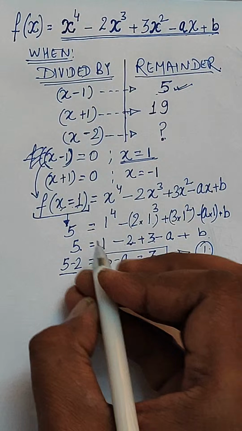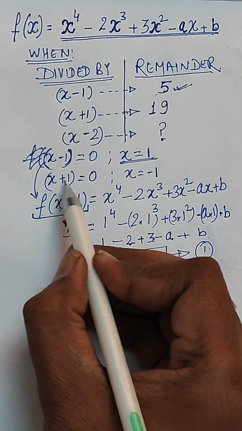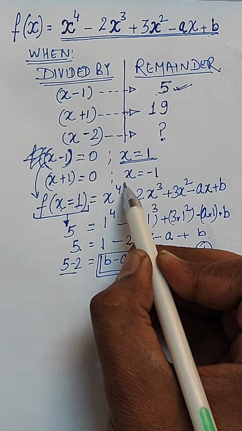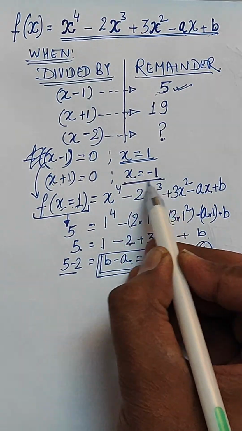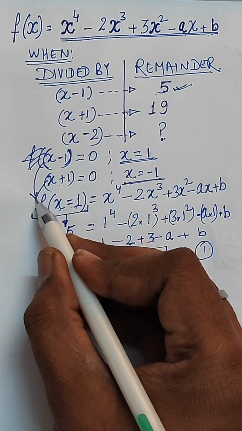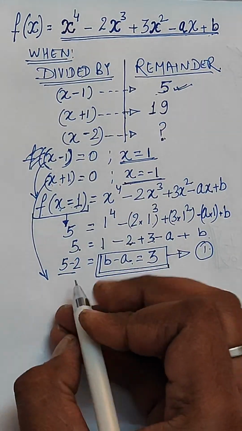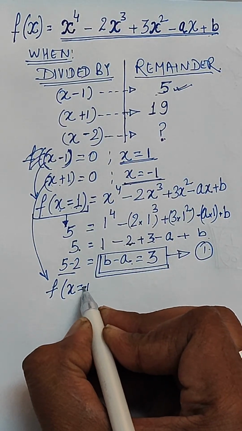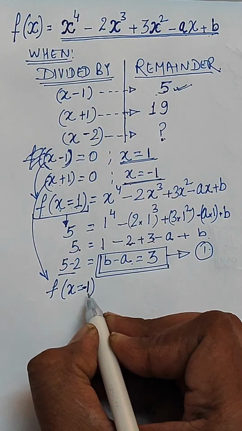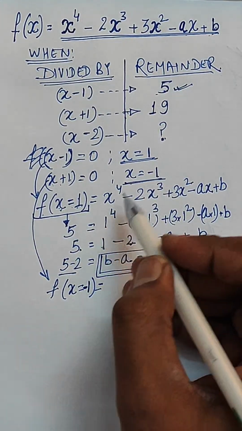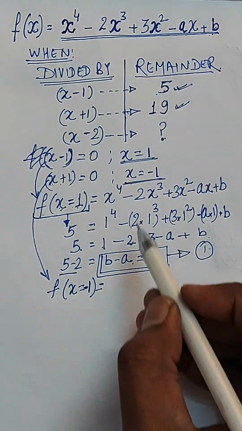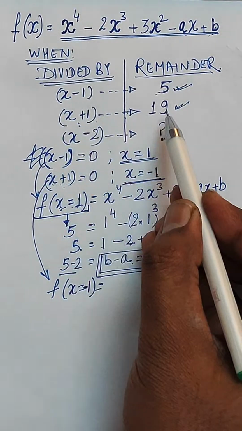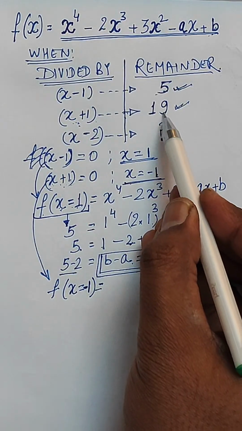Let us mark it. Now when we took the second, x plus 1 equal to 0 as a factor, that means when x equal to minus 1, the function of x at minus 1 will give some remainder, and that is 19. x equal to minus 1 is basically x plus 1, and this was giving the remainder 19.